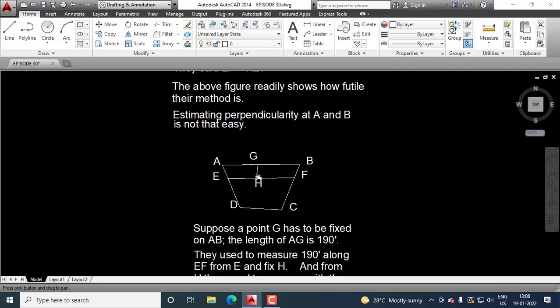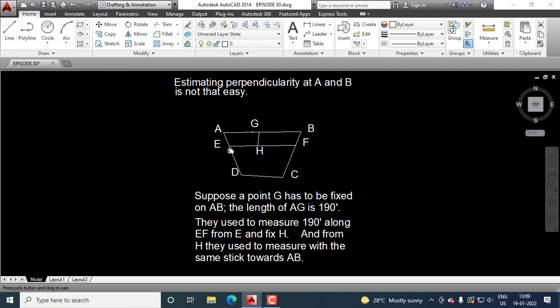Suppose a point G has to be fixed on AB. The length of AG is 190 feet. They used to measure 190 feet from E to H, and they fixed H, and with the same stick they used to measure the same distance towards AB. Here also they don't know the perpendicularity precisely. Of course this is rangeable, but it's not so easy to estimate the perpendicularity of this line. So G could not be located precisely.